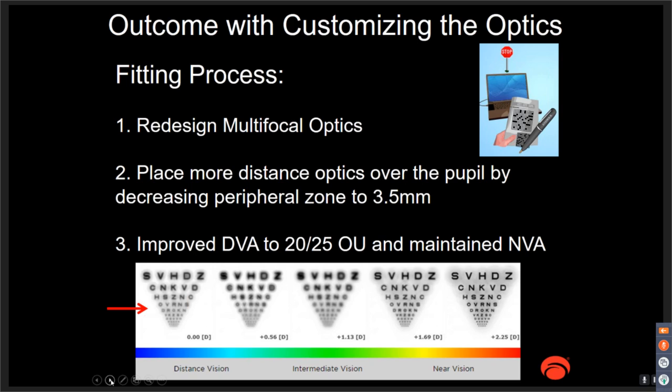You combine that with 20/25 in the other eye, and typically the patient is very functional and very happy with that. So we didn't cheat. We didn't add more minus, add more plus. We didn't do anything. What we did was we altered the design, stole a little bit of that intermediate area, and actually put it into the area that we needed to increase the distance. And by doing that, it changes the whole overall optics of the lens.